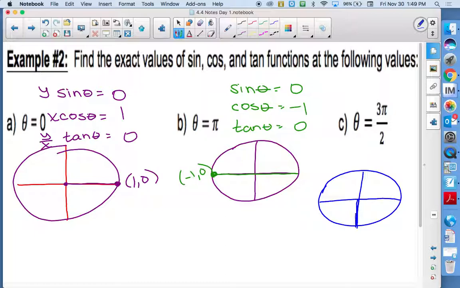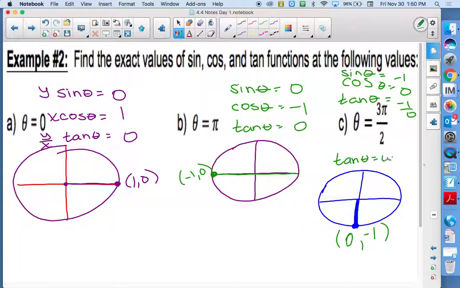So the last one, we have 3 pi/2. That's down at the bottom of the circle. Michael, what's the ordered pair that's at the bottom of the circle? 0, -1. So that means, sorry, hold on, start with sine. Sine is -1, cosine is 0, but tangent is non-real. Why not? Because you can't divide by 0. Right, tangent is -1/0. That doesn't work. So tangent is undefined. Can't divide by 0.